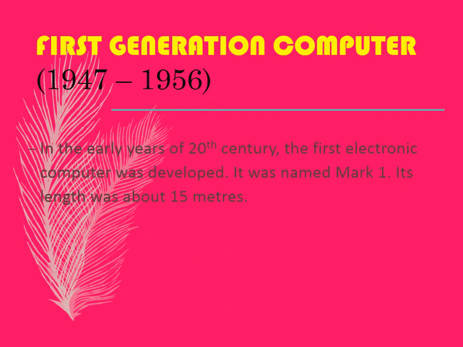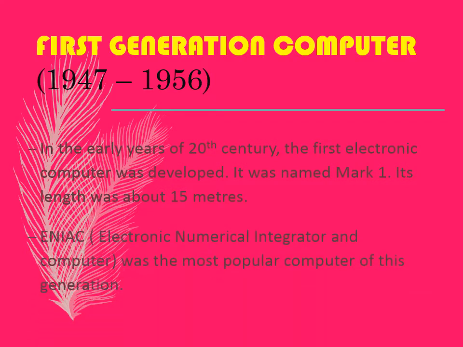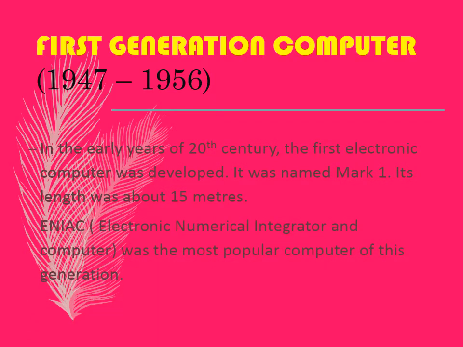During the 20th century, the first electronic computer was developed, named as Mark I. The length of Mark I was about 15 meters. Electronic numerical integrator and computer, ENIAC, was the most popular computer of this generation. And the weight of ENIAC was approximately 27 tons. These were the key features of the first generation computers.